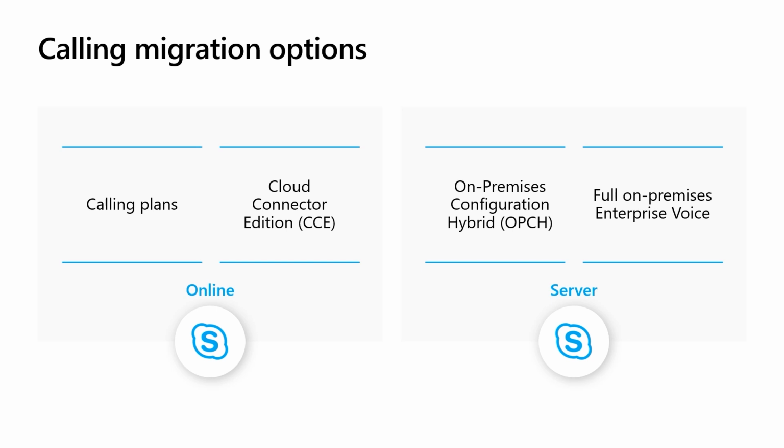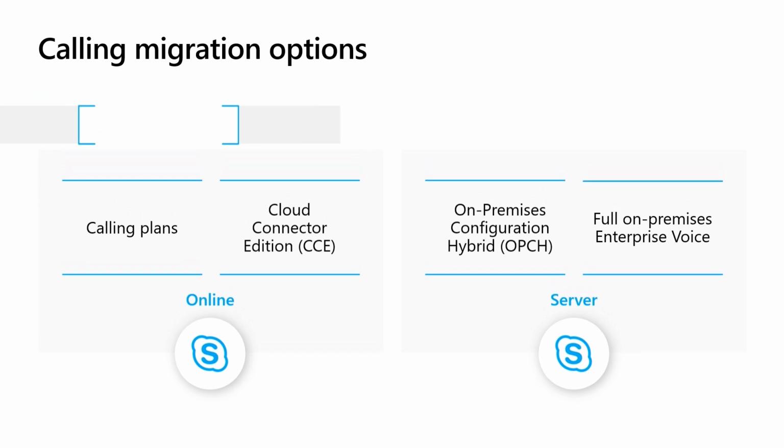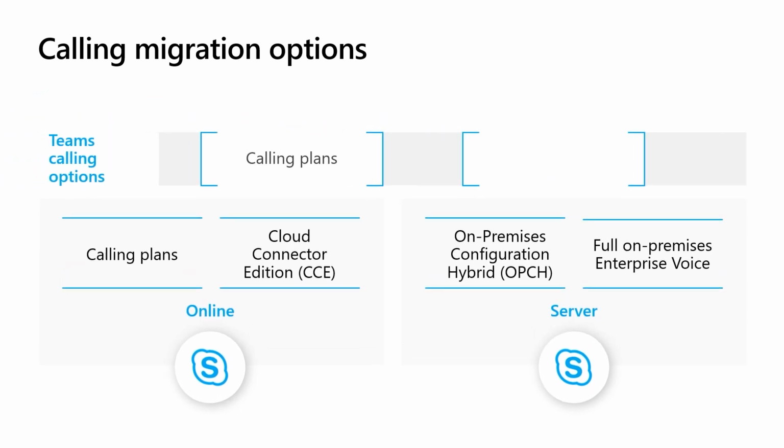For an on-premises organization, they might have deployed a full on-premises deployment with Enterprise Voice. You have PBXs, you have SIP trunks, you have all the infrastructure behind it. Or you may have configured an on-premises hybrid configuration. You might have heard this term OPCH, where we have Skype for Business Online users taking advantage of on-premises server infrastructure. With Teams, we have two PSTN calling options.